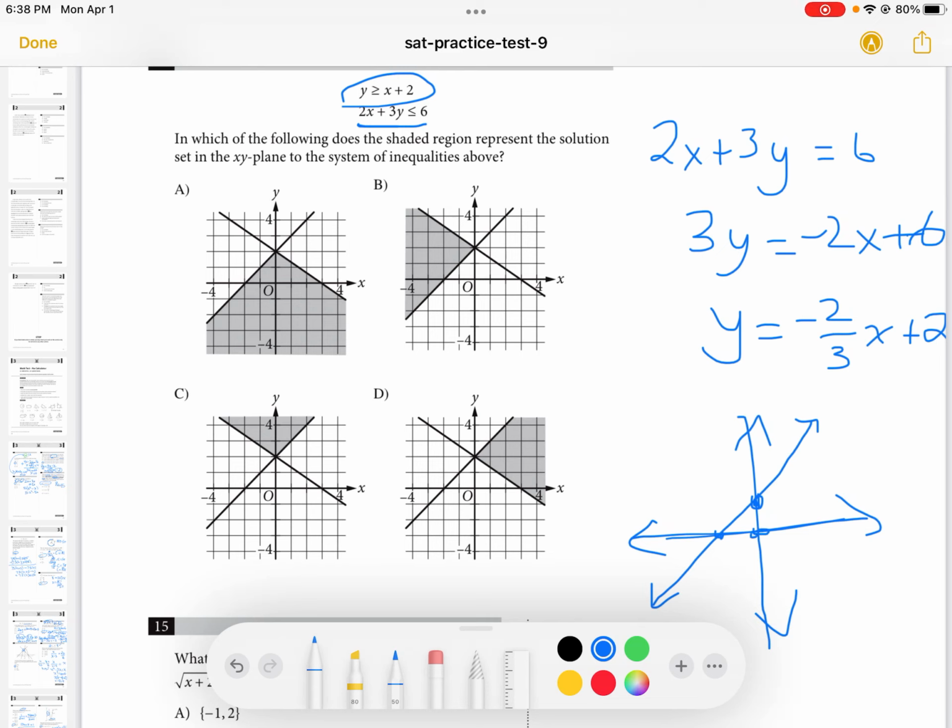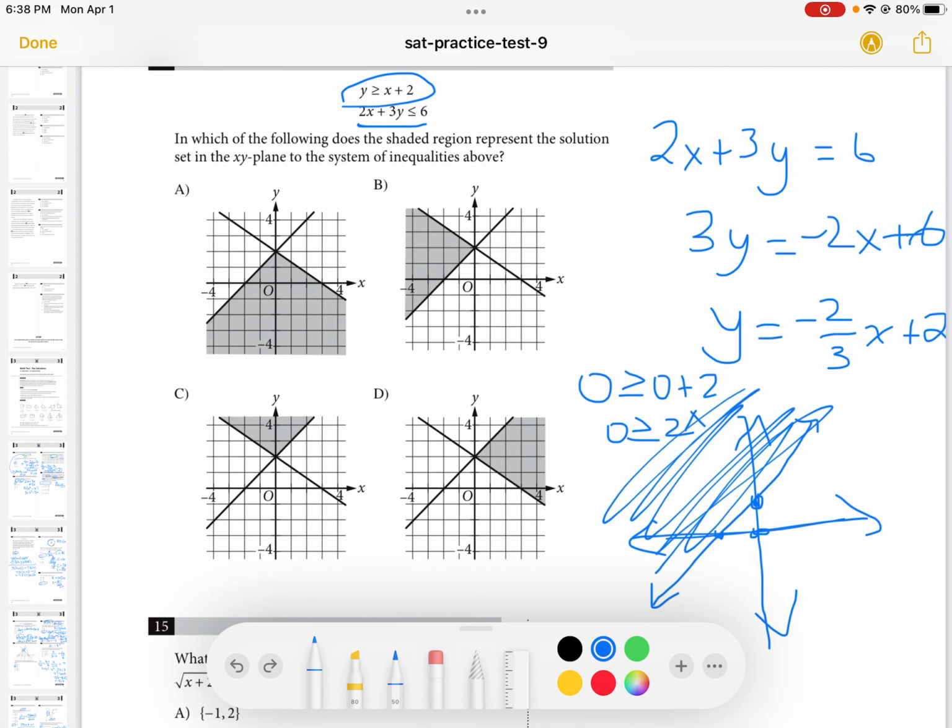So I want to pick the origin. If we plug it into the inequality, 0 has to be greater than or equal to 0 plus 2. 0 has to be greater than or equal to 2. That's obviously not true. So we know that side of the line is not the solution set to that inequality, so we know that's the solution set to the first one.